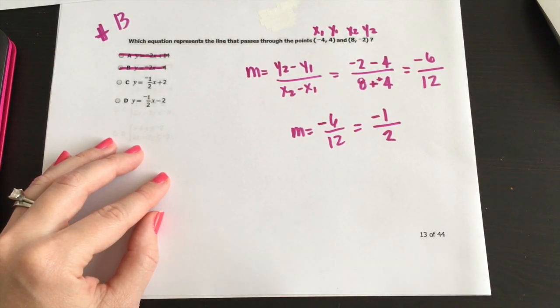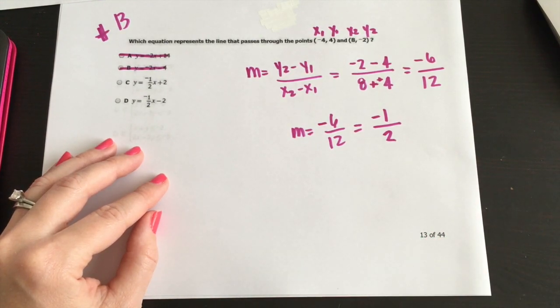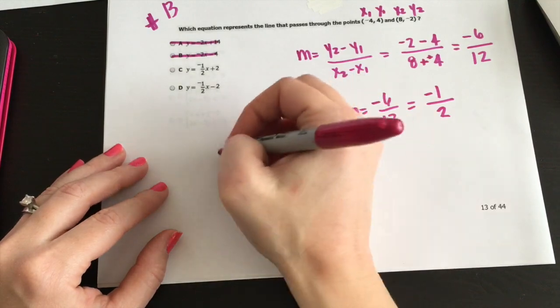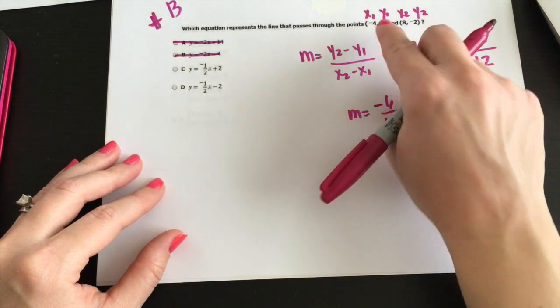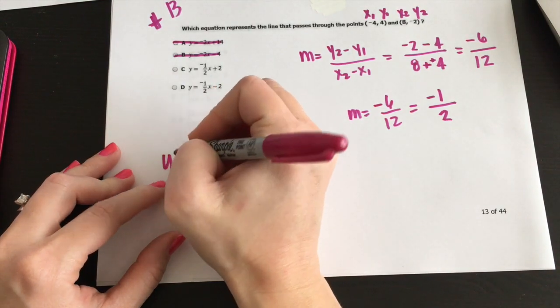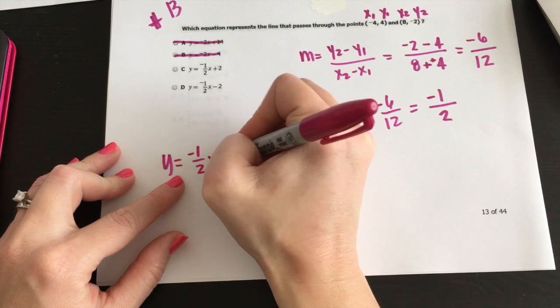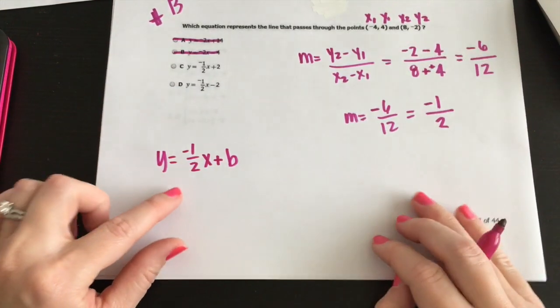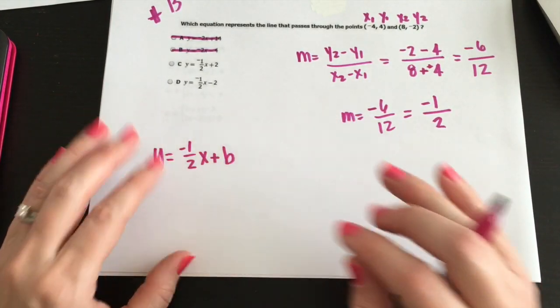Now, the next thing I would do from here is plug and chug. Pick a number, either one. I'm just going to pick this one, the first one here. So we know y is equal to negative 1/2 x plus b, right? So we have three variables at this point. This is the information that we know.